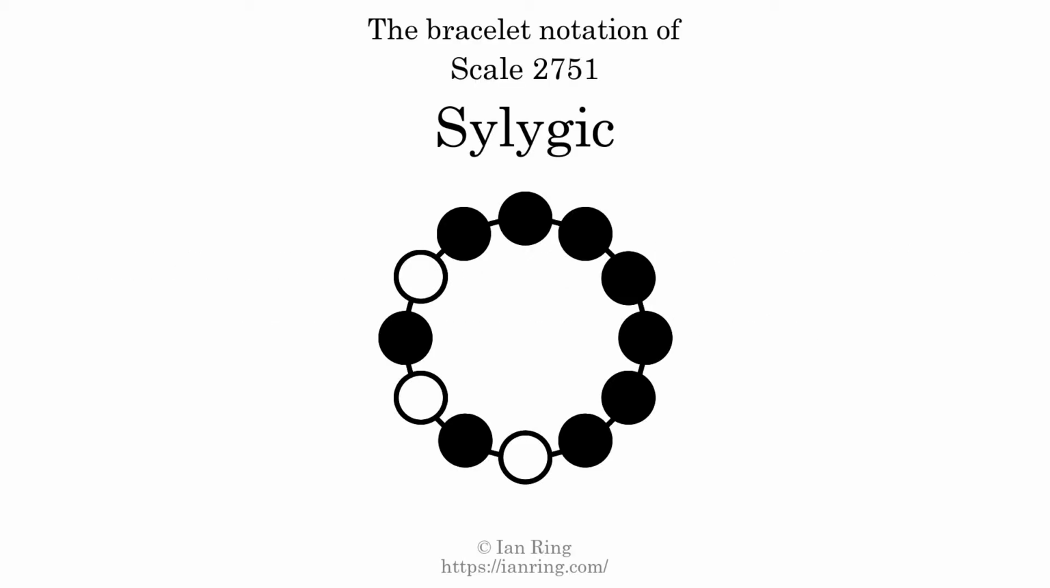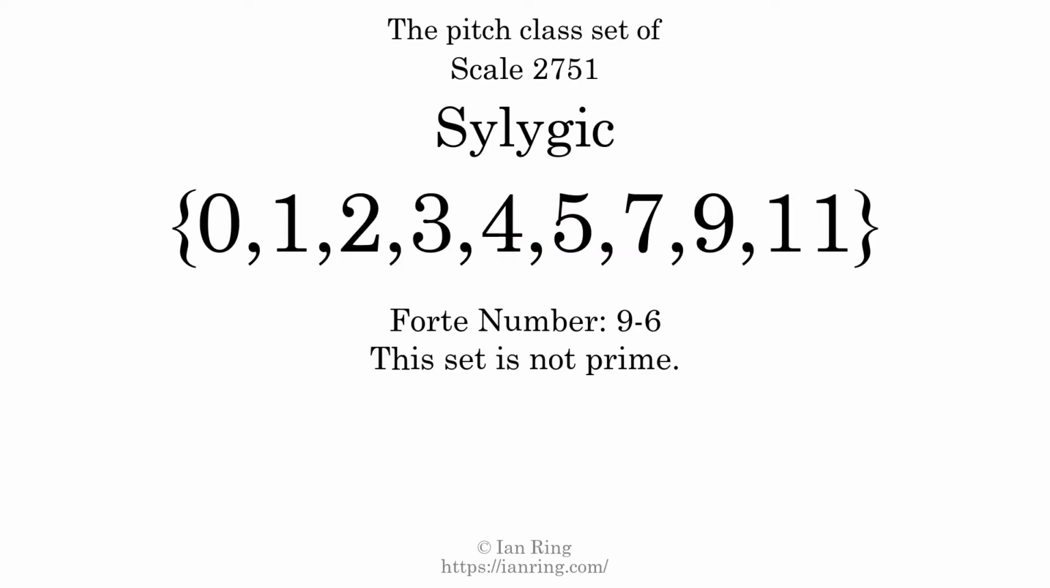This is a bracelet notation diagram of scale 2751. The shaded circles represent tones that appear in the scale, and they are read clockwise, starting at the top. The pitch class set for this scale is 0, 1, 2, 3, 4, 5, 7, 9, 11. The Fort class is 9, 6.